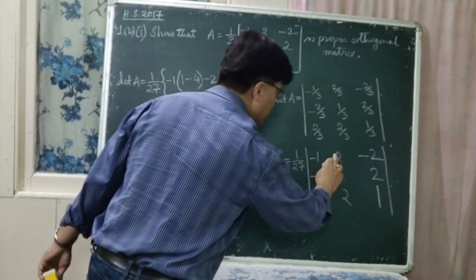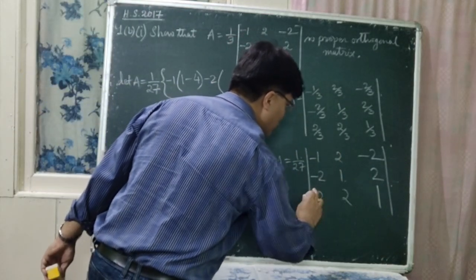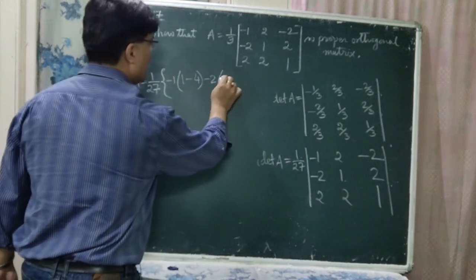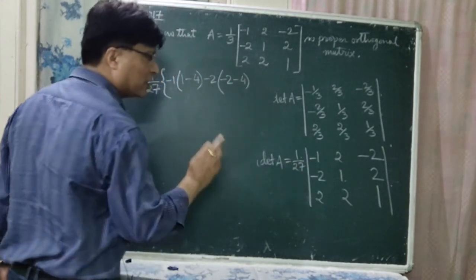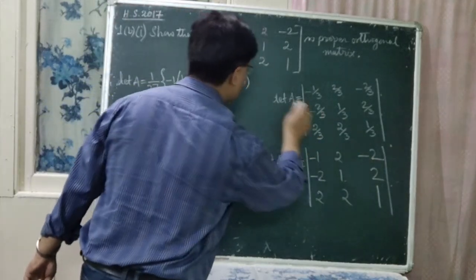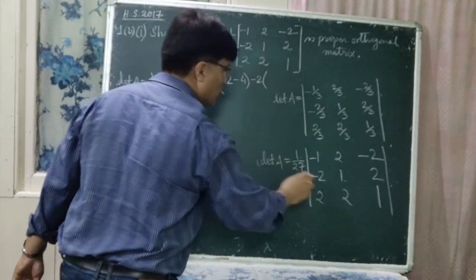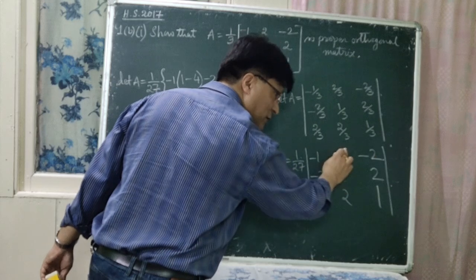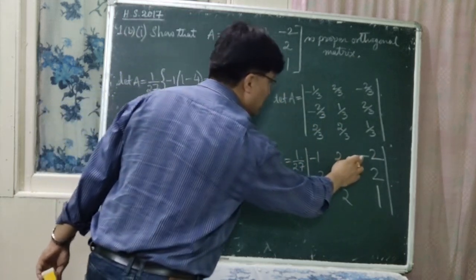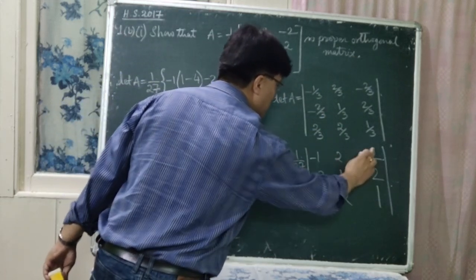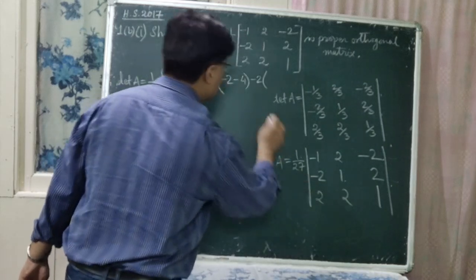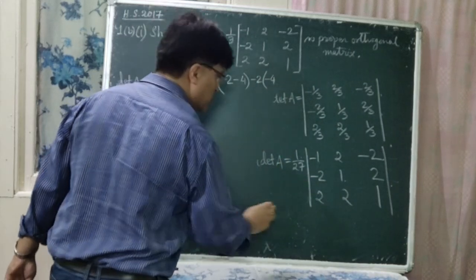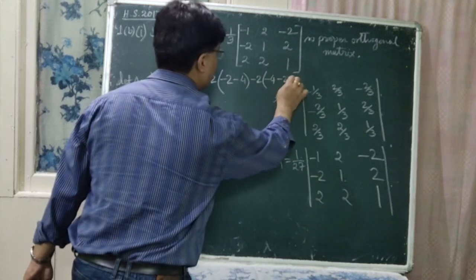Delete the row and the column through the element 2. What remains? Minus 2 2 2 1. Minus 2 into 1, minus 2, then minus 4. Then comes minus 2, right? Plus into minus, minus 2. Delete the row and the column through the element minus 2, that is first row and third column are deleted. What remains? Minus 2, 1, 2, 2. Minus 4, this is your minus 4, minus 2.